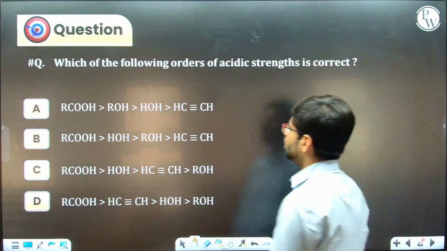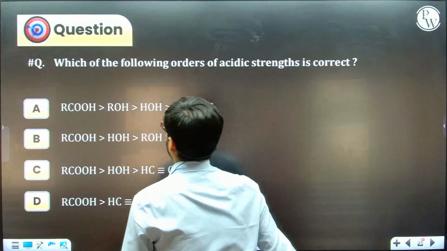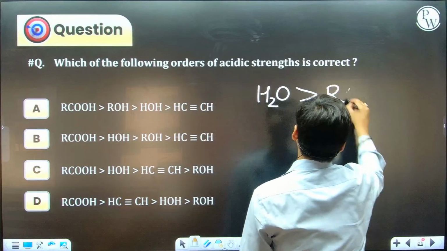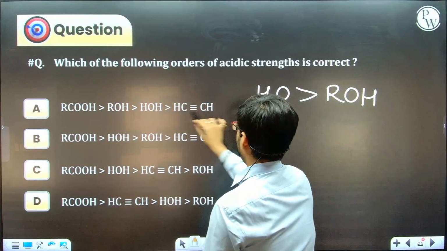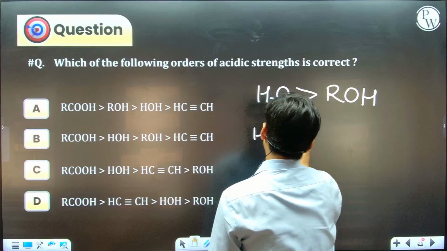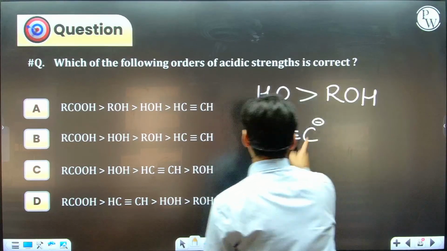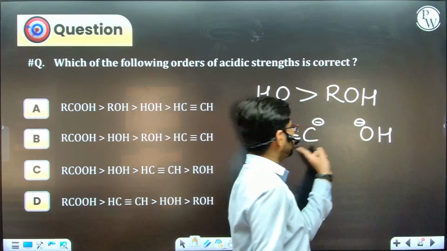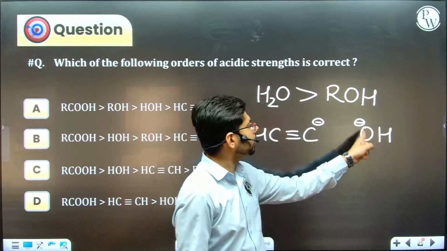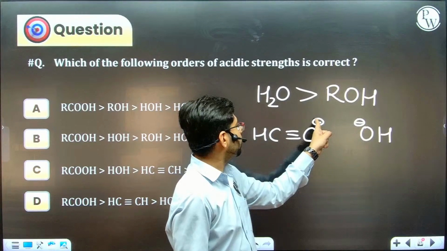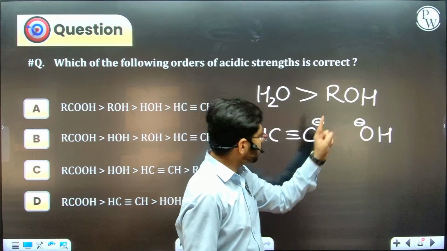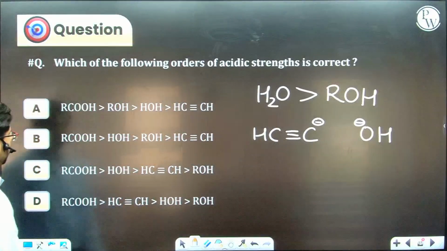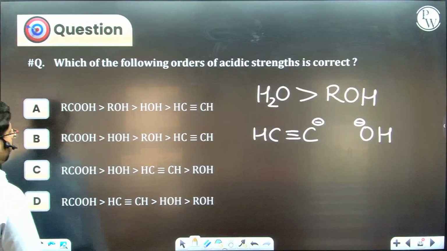Okay, similar logic. Again, carboxylic acid is the strongest. Water is a stronger acid than alcohol, just now we discussed. Now, if you look at this species, if I take out 1 proton from HC triple bond CH, I'll get this species. If I take out 1 proton from water, I'll get OH minus. Which is more stable? Obviously, this is more stable because here negative charge is appearing on oxygen. Here negative charge is appearing on carbon, which means H2O is more acidic than HC triple bond CH. So, which is the answer? B.